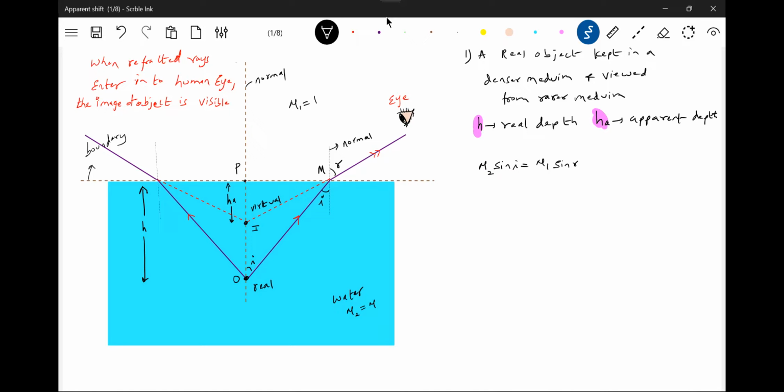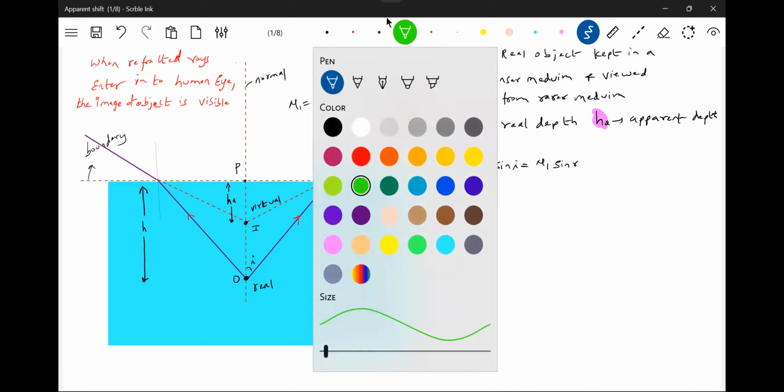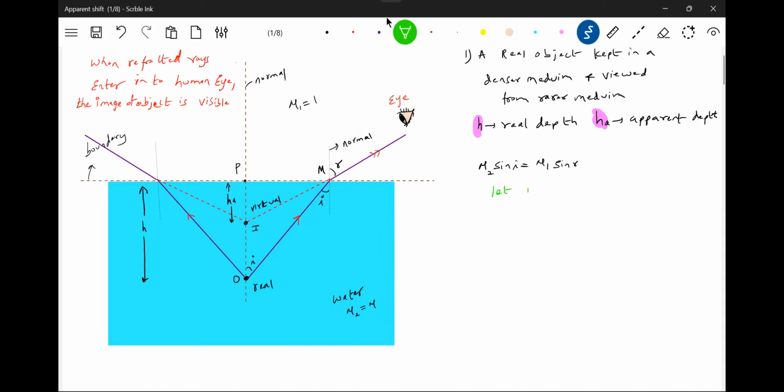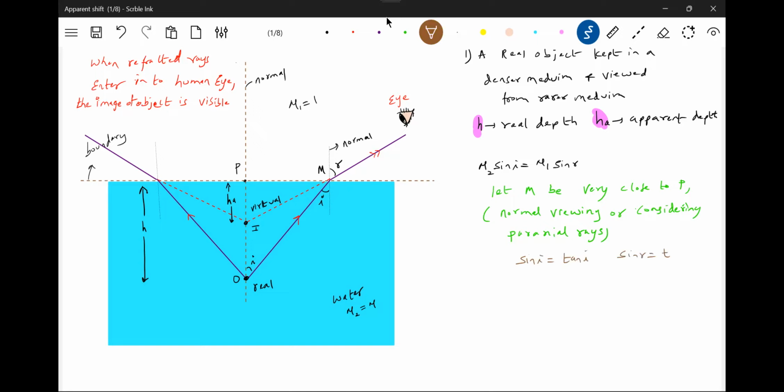And we'll go for paraxial rays, if M is very close to P. So it will be almost like normal viewing. You are viewing it normally. Let M be very close to P, or normal viewing, or for paraxial rays. So then what will happen? The effect of this sin i will become tan i. Sin r will become tan r.